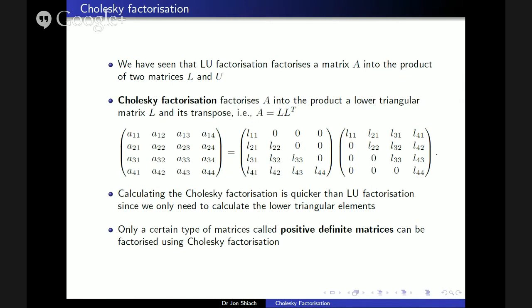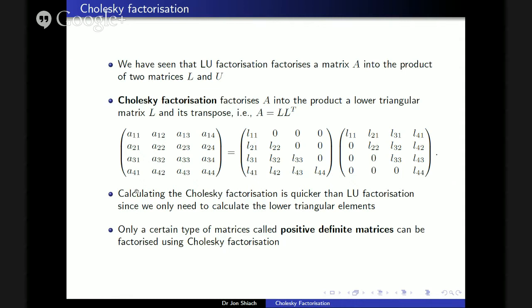Okay, so we have seen that LU factorization factorizes a square matrix into the product of two other square matrices, L and U. L lower triangular, U upper triangular. Well, Cholesky factorization does similar, but this time it factorizes it into the product of L and L transpose. So you don't have an upper triangular matrix as with LU. Well, you do have one, but it's simply the lower triangular matrix transposed.